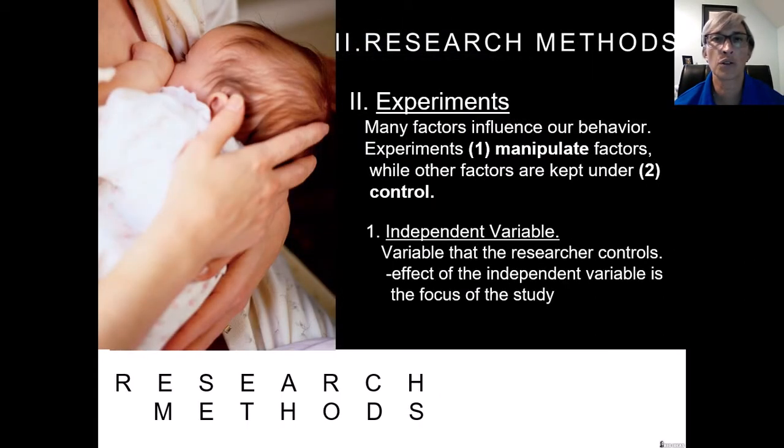Now, experiments are cool because these are the things that we can manipulate. And the things we are manipulating are called the variables. So we have two different sorts of variables. That is the independent variable, that which the researcher controls, and we are studying the independent variable's result.